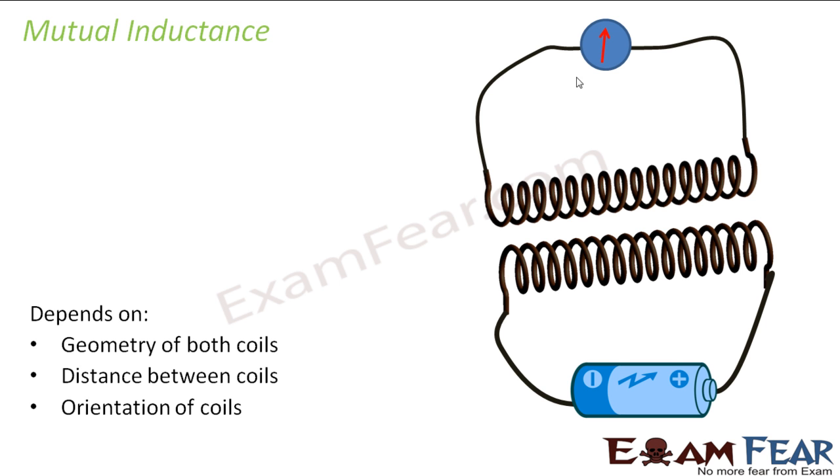Let us suppose this is the scenario of mutual induction where you have coil 1, which is connected to a battery, and this is coil 2 which is just connected to a galvanometer. That means coil 2 has no source of current, but it just has a galvanometer to detect the presence of current in this coil. As soon as you switch on the key of coil 1, current starts flowing through this coil. That means the current starts to increase from 0 to some value I.